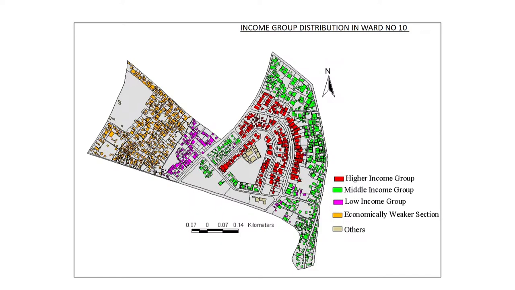Suppose you want to provide some common facilities for the economically weaker section, then we know these are the areas where we have to target. So if you want to do some kind of development plan, or you want to provide some kind of infrastructure facilities, then it provides you a rational ground on the basis of which you can take these kinds of decisions.